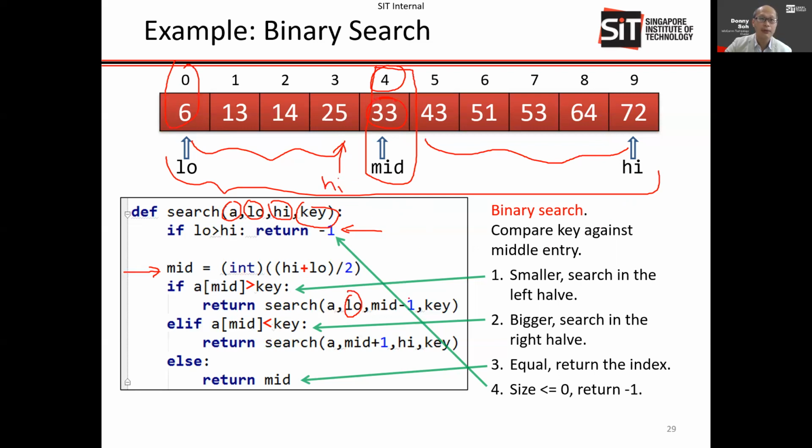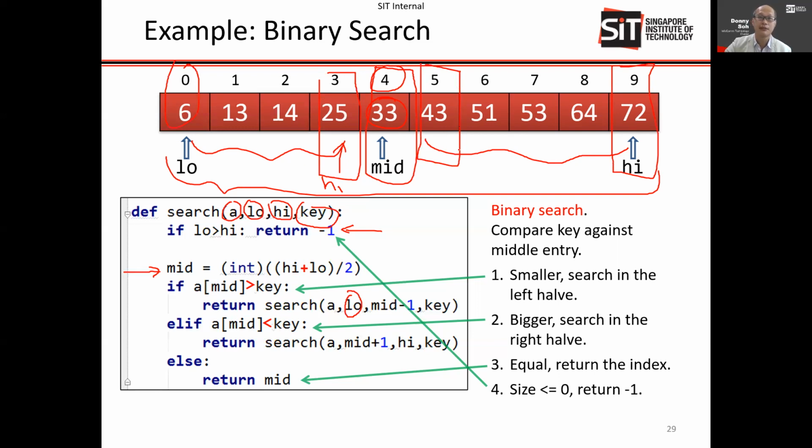So my high will now be equal to middle minus 1. It will be shifted to this point. Similarly, if my middle item is less than my key, which means that I'm searching the right half, my high remains the same, and my low becomes the middle item plus 1.